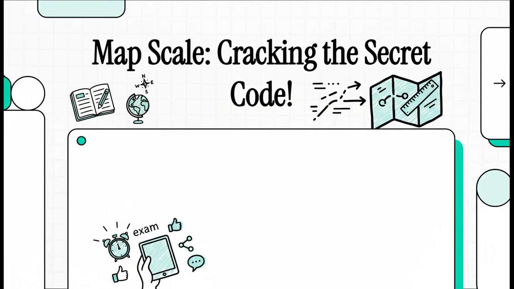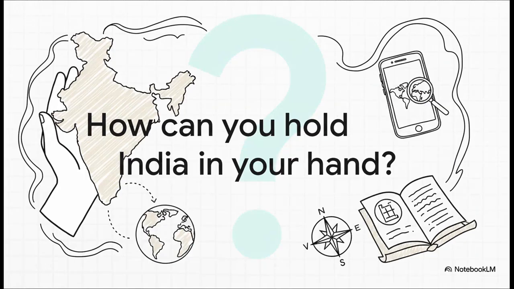I know your exams are just around the corner and the tension is building up, but don't you worry. Today, we are going to crack the secret code of a really important geography chapter, map scale. And I promise you, by the end of this, it's going to feel super, super easy. So let's get started. Okay, let's start with a little bit of a puzzle.